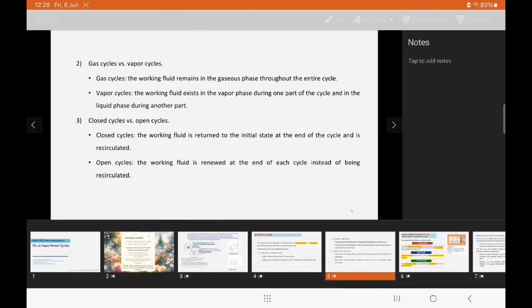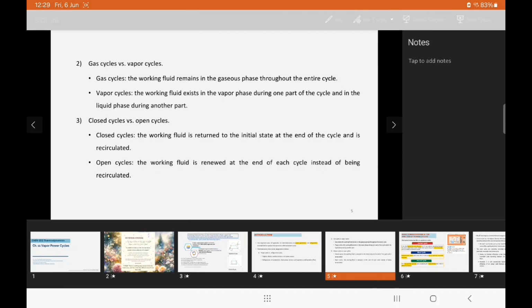Another category is gas cycles versus vapor cycles. For gas cycles, the working fluid remains in the gaseous phase throughout the entire cycle. While for vapor power cycles, or vapor cycles, the working fluid exists in the vapor phase during one part of the cycle and in the liquid phase during another part.